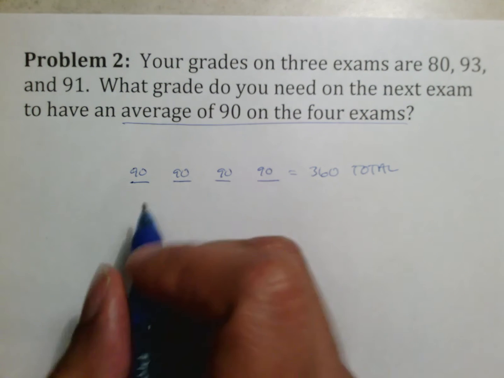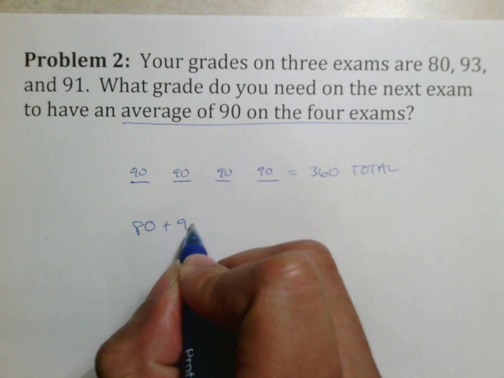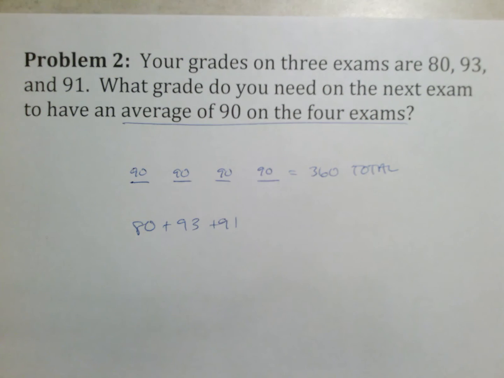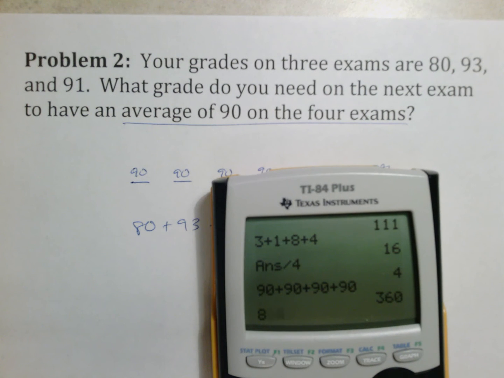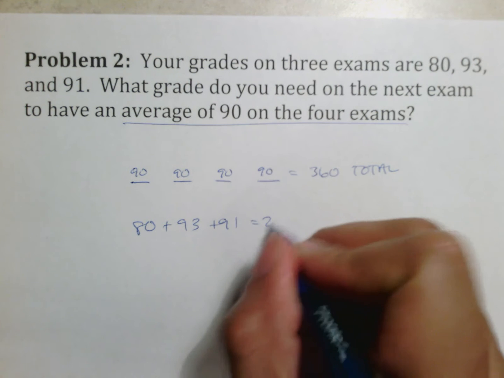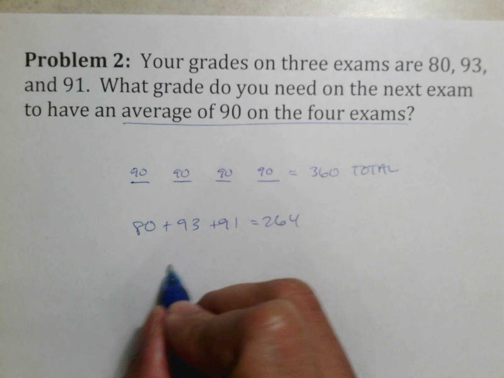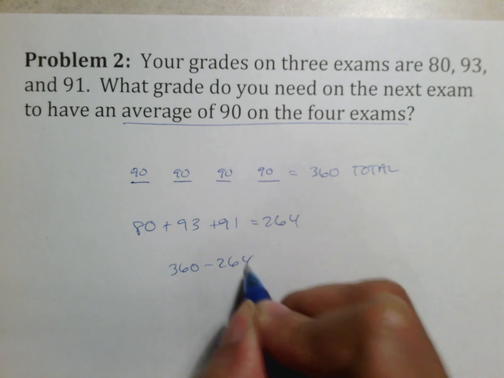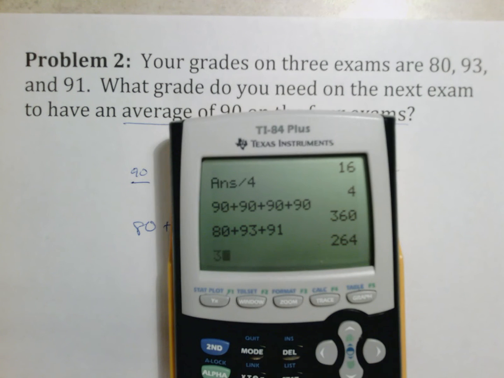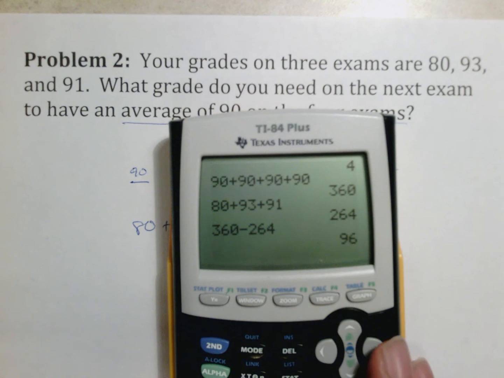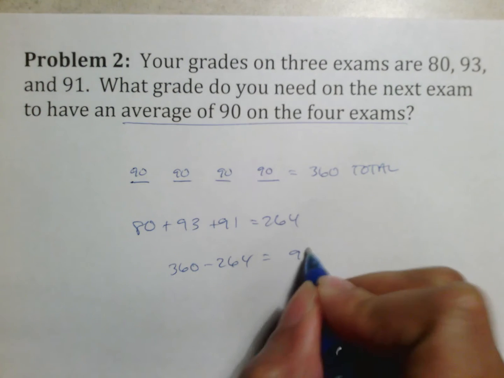Right now I can take how many points I actually have, which is 80, 93, and 91, which is 264, and then all I have to do is take 360 minus 264 to find out what's missing, and I find out that I would need a 96.